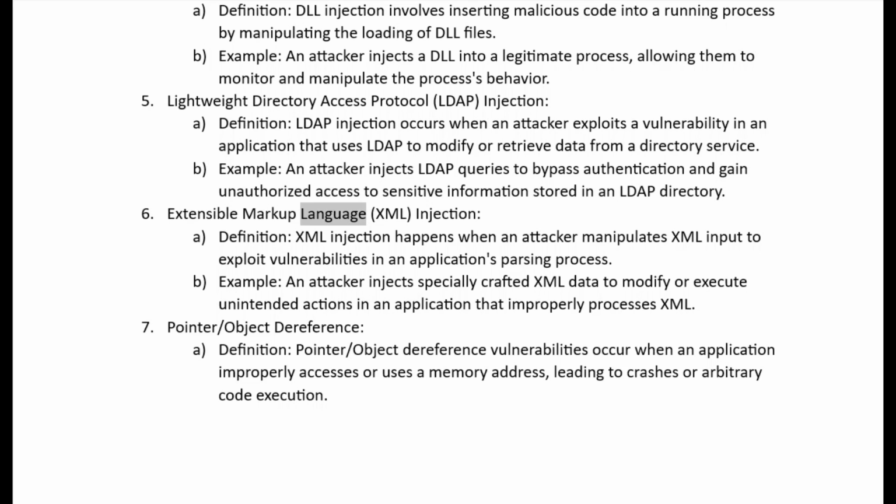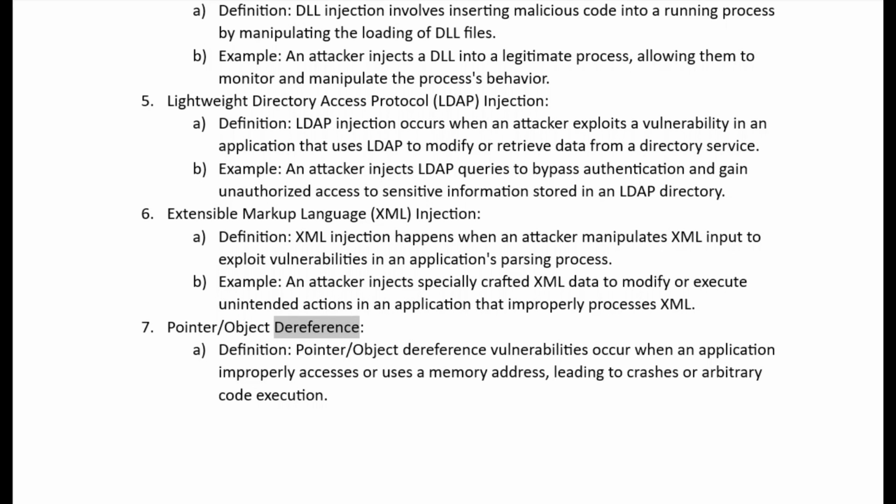Extensible Markup Language, XML, injection. Definition: XML injection happens when an attacker manipulates XML input to exploit vulnerabilities in an application's parsing process. Example, an attacker injects specially crafted XML data to modify or execute unintended actions in an application that improperly processes XML.